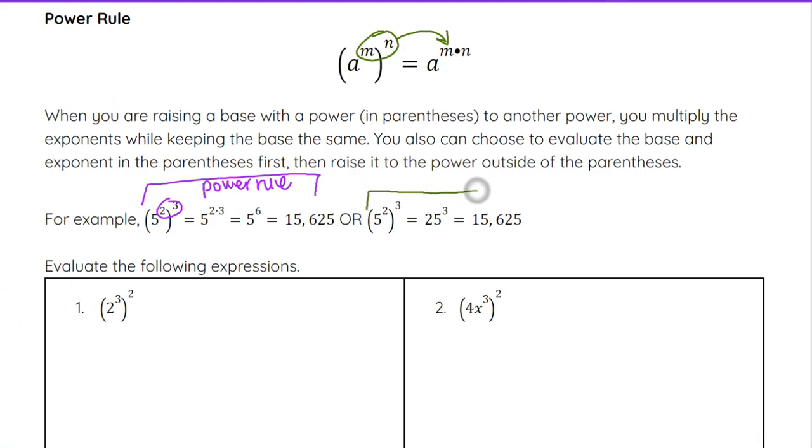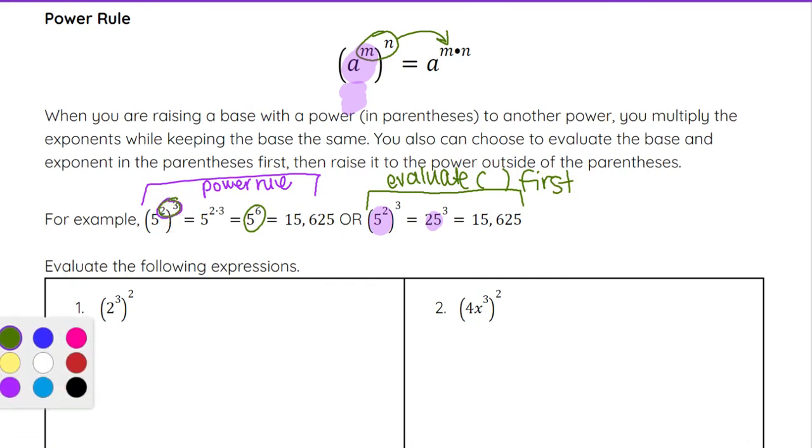Now, the second way that you could evaluate this to get the same exact correct answer would be, because we have a numerical base inside the parentheses, unlike where we had a variable base of a, when we have a numerical base raised to a number exponent, we can evaluate that. 5 squared is 25. So then you can do 25 to the third power. For some people, that's easier than doing 5 to the 6th power. It really just depends on your comfort level and what you prefer. We can evaluate in the parentheses first and not have to know that power rule of multiplying the 2 and the 3 together.